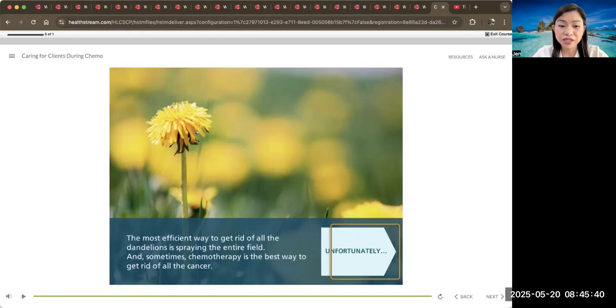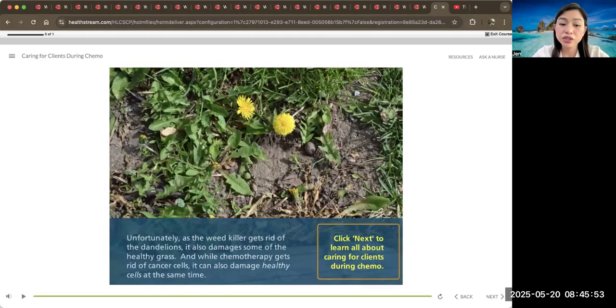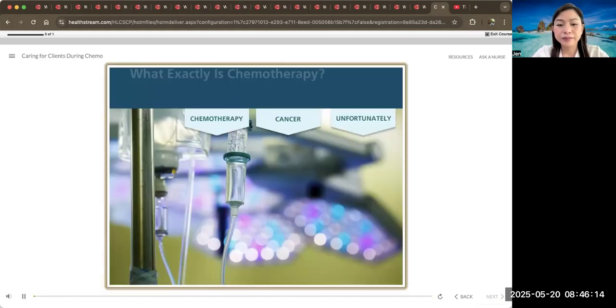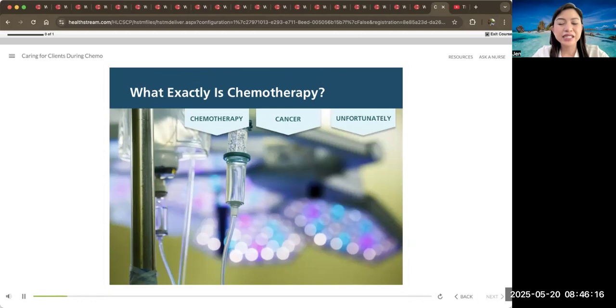What's most efficient? The most efficient way to get rid of all the dandelions is spraying the entire field. And sometimes chemotherapy is the best way to get rid of all the cancer. Unfortunately, as a weed killer gets rid of the dandelions, it also damages some of the healthy grass. And while chemotherapy gets rid of cancer cells, it can also damage healthy cells at the same time. So, what exactly is chemotherapy?